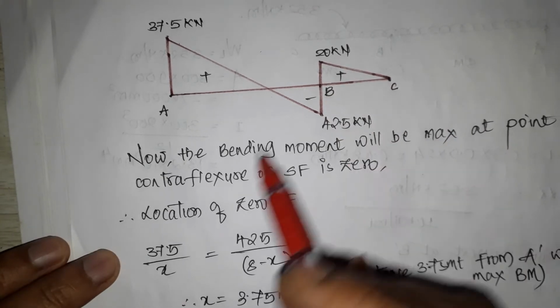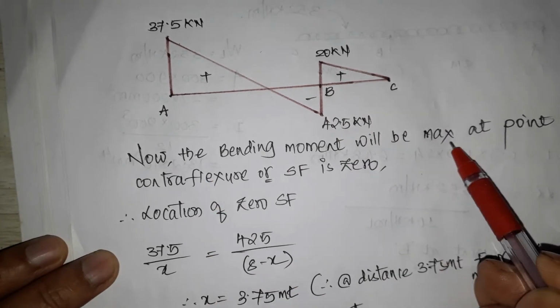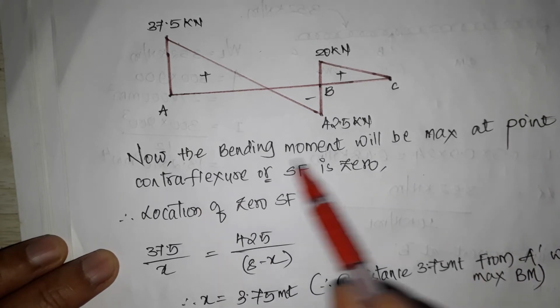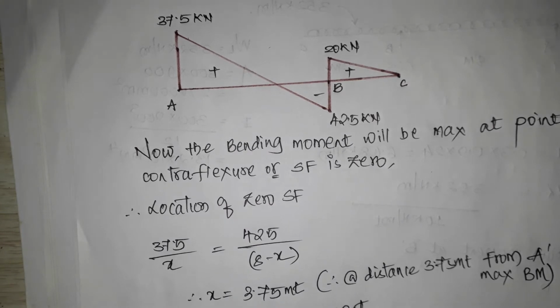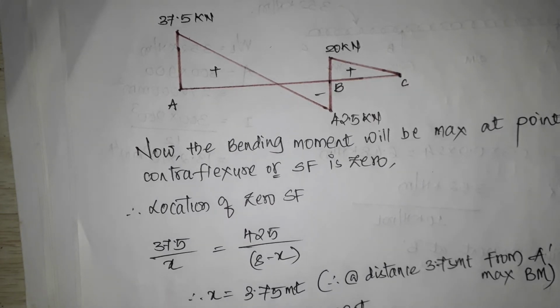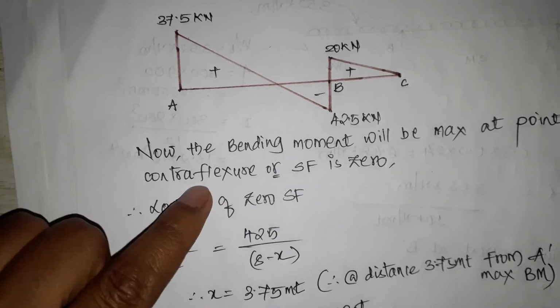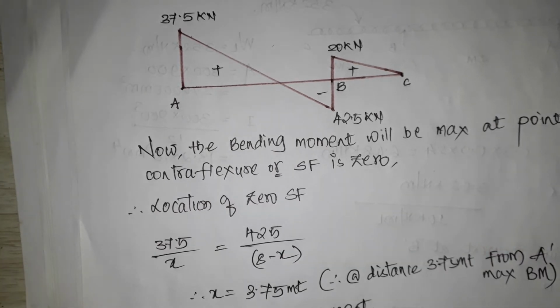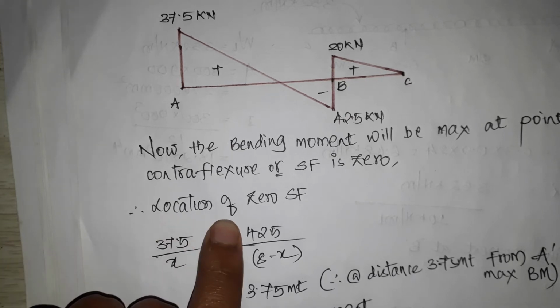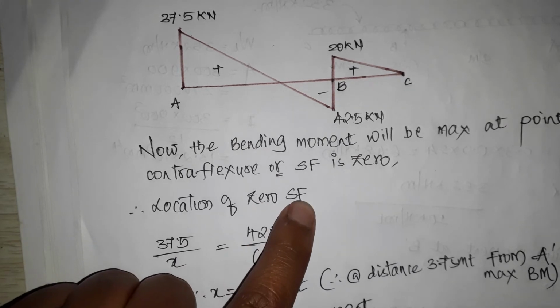Now the bending moment will be maximum at the point of contraflexure, or where the shear force is 0. It is understood where the bending moment will be maximum: at the location where the shear force is 0. So we have to find out the location of zero shear force.